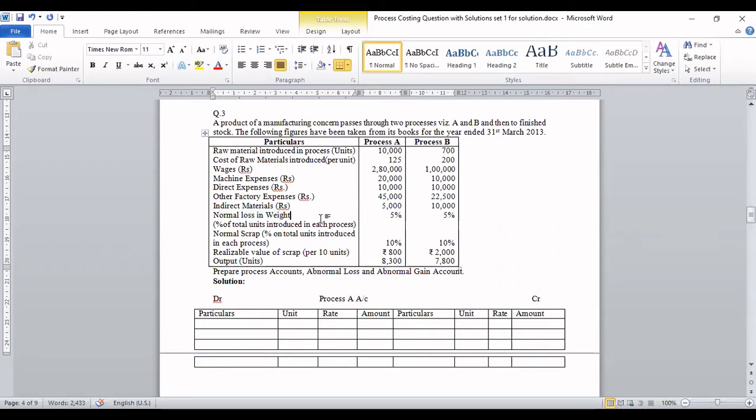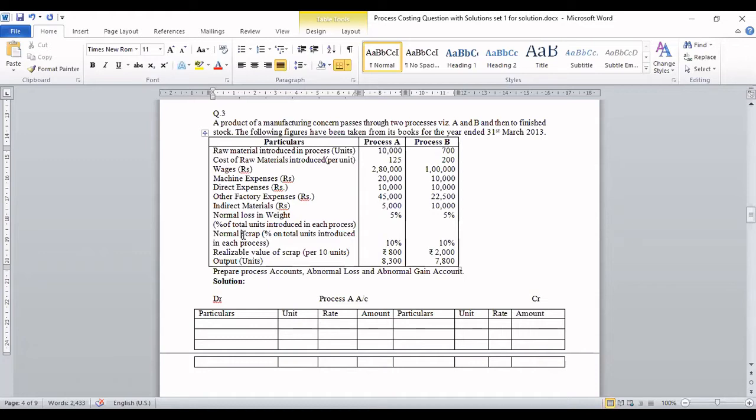Is this clear, beta? Yes, sir. And this particular thing, what I'm saying, and which we did earlier, that normal loss, that is the bad quality product, beta, which you cannot sell at a normal price. Correct? That we have to sell at scrap value. Is this clear? The difference between these two.